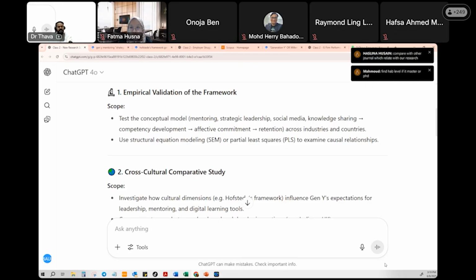Compare with other journals related with our research. Okay, all right. So far, some of the answers are quite good. I'm very glad to see that. Seems like my TikTok videos and my other classes really worked. I've educated people for free so that they don't commit mistakes that will cost their PhD and masters. I'm very glad to see that.